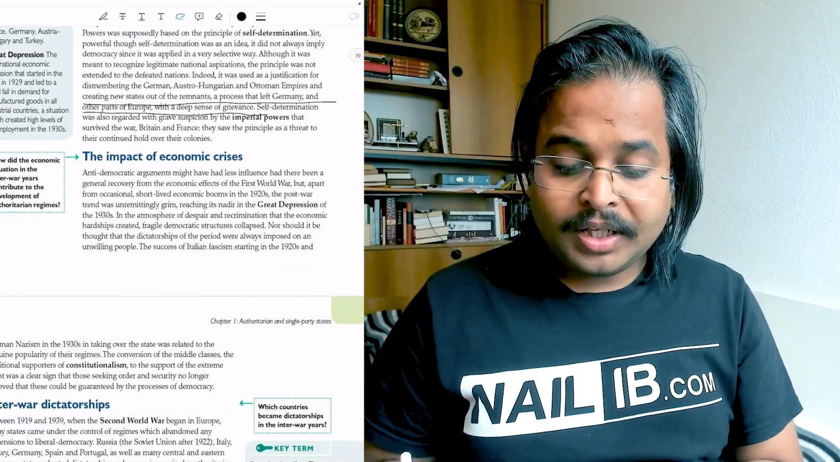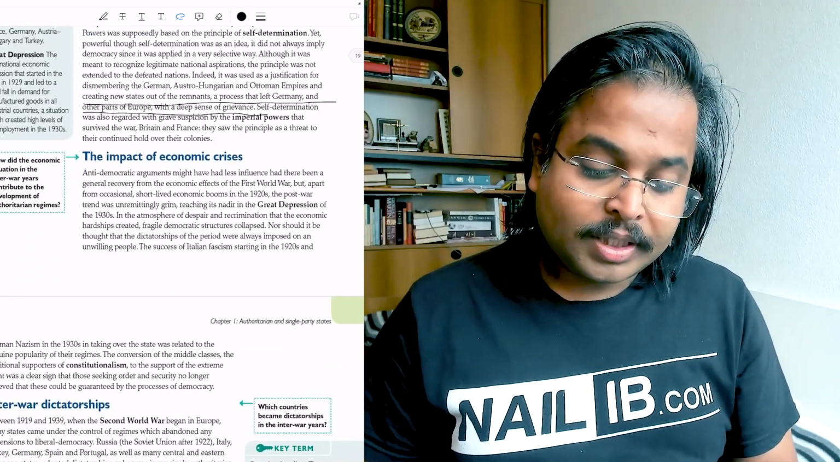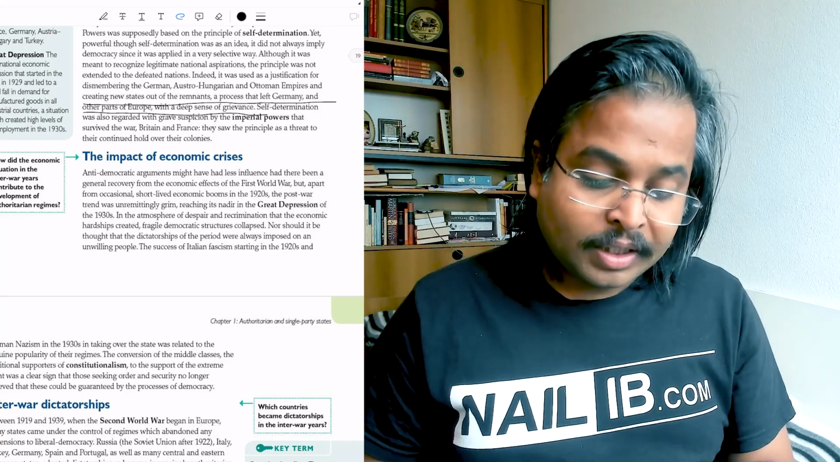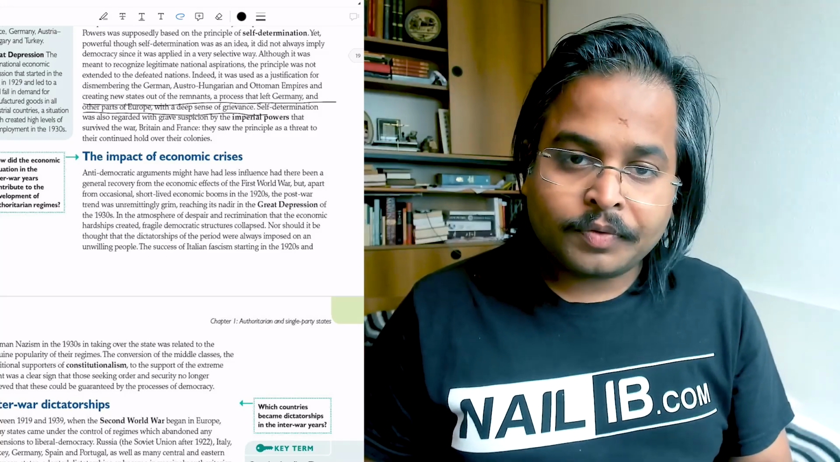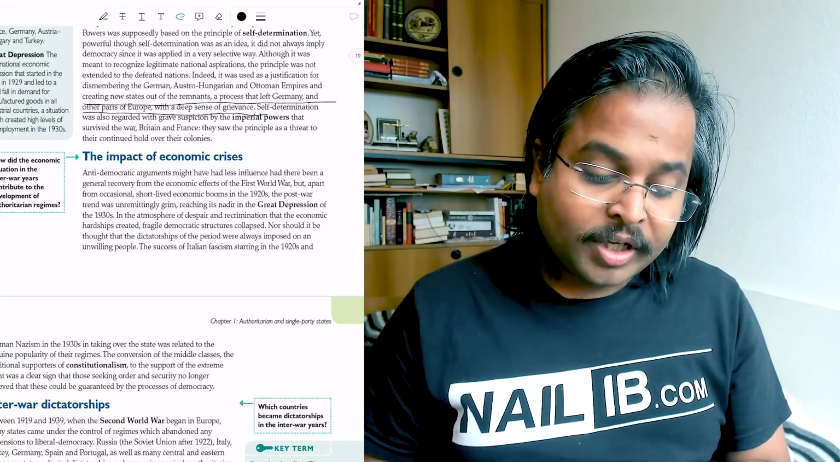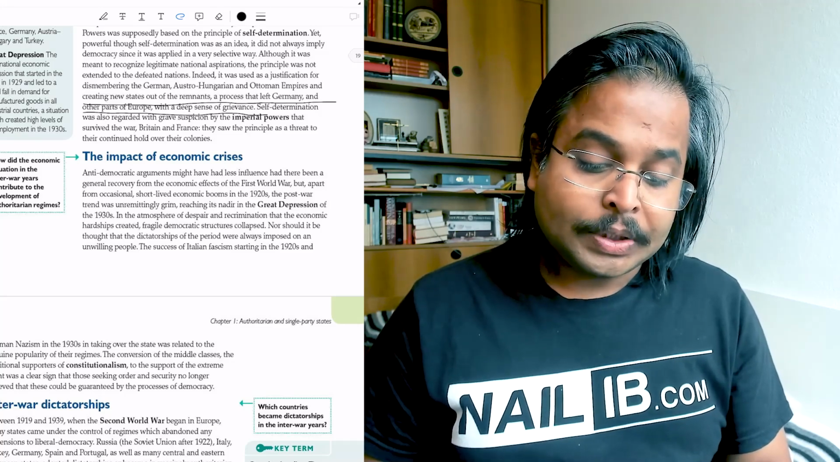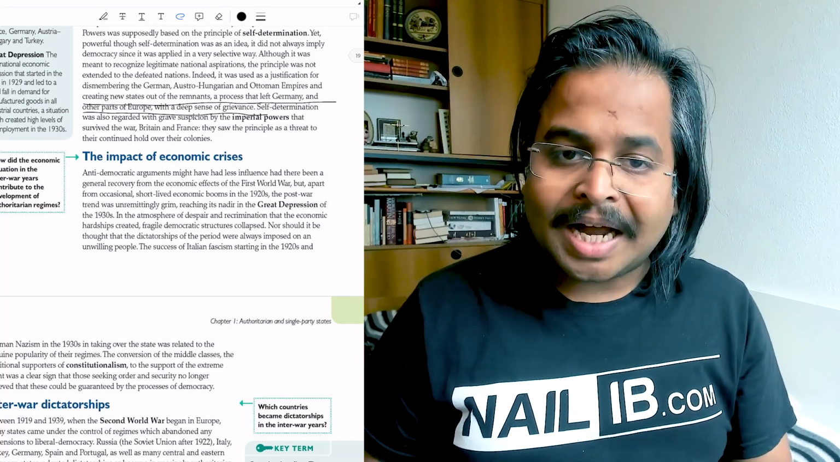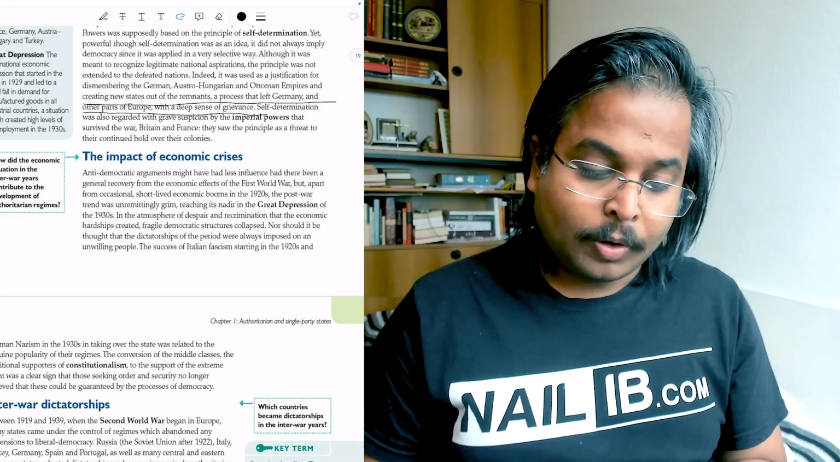So, the impact of the economic crisis. Anti-democratic arguments might have had less influence had there been a general recovery from the economic effects of the First World War. But apart from occasional short-lived economic booms in the 1920s, the post-war trend was unremittingly grim. That means it was really bad, the situation after the First World War.